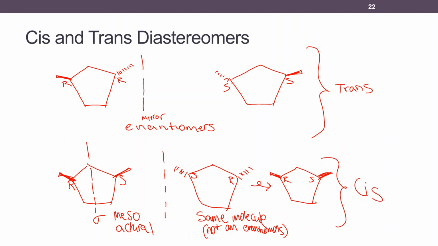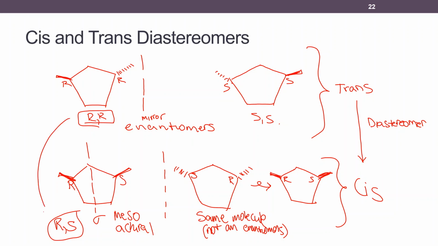How are the cis and the trans related? Well, they are diastereomers of each other. Here you have the RR stereoisomer, here's the SS, and then here's the RS. If we don't invert everything, like we do when we go from RR to RS, then we have diastereomers. So what I was getting at at the beginning, you cannot convert a trans isomer to a cis isomer by something like a ring flip.